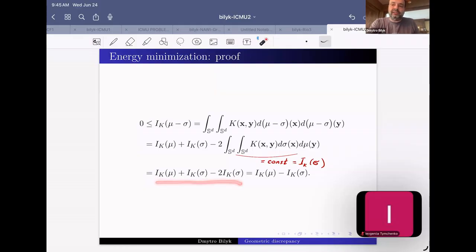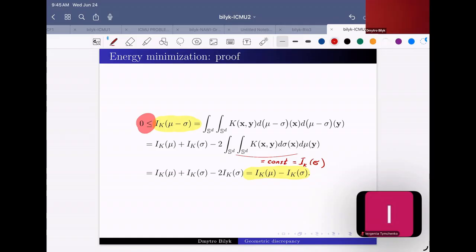So I get this relation, and finally I get this. This is a very interesting relation. I started with this energy, and I got that it's equal to this difference of energies. Basically, it tells us that even though this energy is a quadratic functional with respect to the measure, around sigma it behaves like a linear functional. But I also know that this is non-negative. That tells me immediately that the energy of mu is bounded below by the energy of sigma.